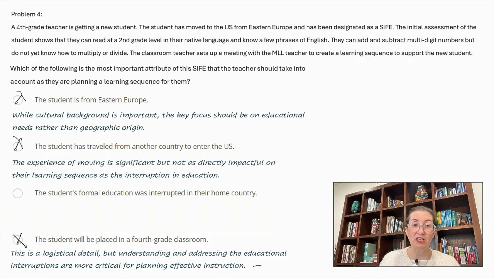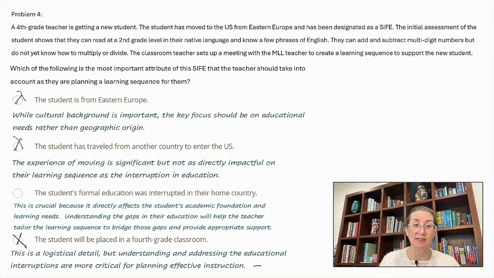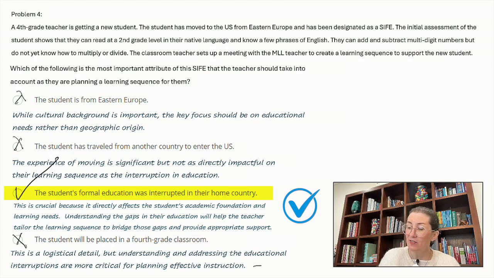The student's formal education was interrupted in their home country. This is crucial because it directly affects the student's academic foundation and learning needs. Understanding the gaps in their education will help the teacher tailor the learning sequence to bridge those gaps and provide appropriate support. So this is the correct answer. I certainly hope I was able to clarify this ESL subtopic of planning and implementing instruction so that you now have a better understanding of the types of questions you can expect to find on the exam.